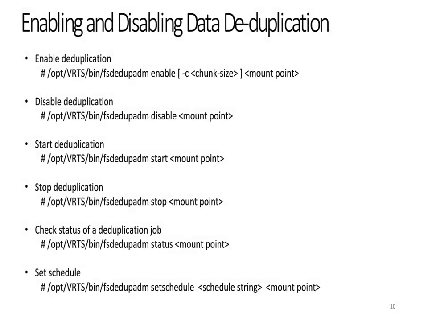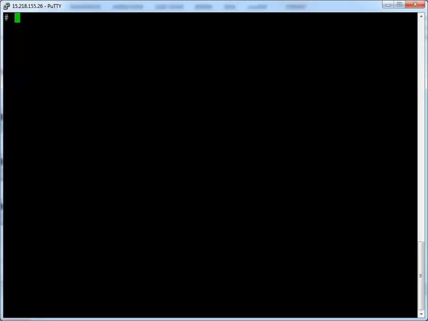Here are a few steps on how you can enable or disable data deduplication on a given file system. Start and stop the process. Also check the status of a deduplication job and set schedules so that VxFS can automatically start deduplicating the data at a given point of time. Let us look at a demonstration of this feature.